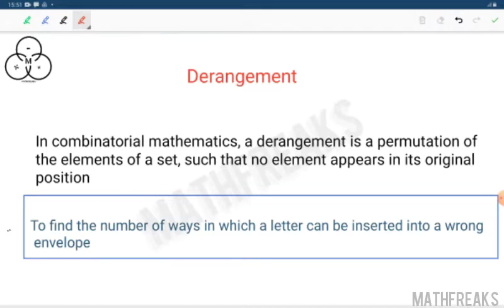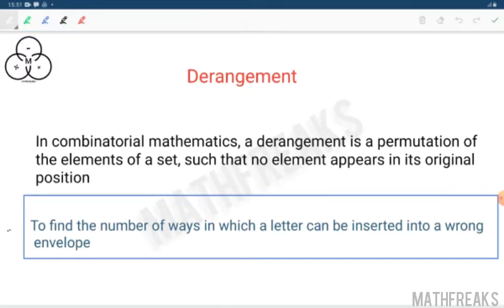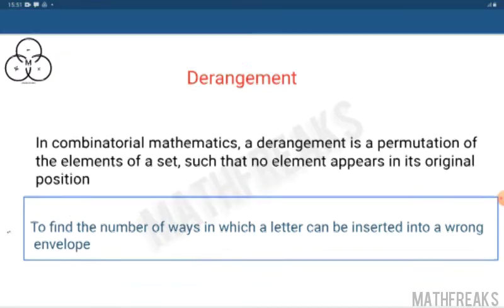Even the formula that is popularly used has its proof using the inclusion exclusion principle, but that is not asked in the intermediate Olympiad, so we do not need to bother with this. The definition says, in combinatorial mathematics, a derangement is a permutation of the elements of a set such that no element appears in its original position. This is derangement. Now let us move with some illustrations so that it will be quite clear.